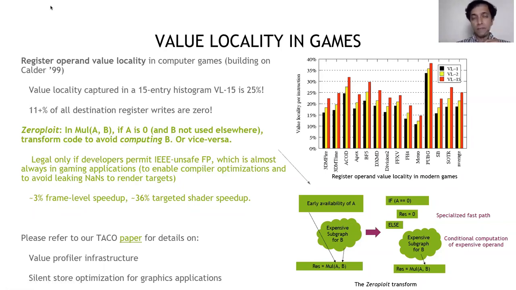Now, folks familiar with floating point rules might object to this optimization, right? Because zero times NaN or zero times negative or positive infinity is not zero according to IEEE floating point rules. However, game developers do not care. They in fact explicitly grant permission to compilers to perform these specific optimizations for two reasons. One is to squeeze out as much performance as possible for their games. And two is they do not want NaNs, however rare they may be, to leak into the final render target. So for these reasons, game developers permit these IEEE unsafe optimizations, and we take full advantage of it for Zeroploit. This transform gives us about a 3% frame level speedup, and at the individual shader level, this amounts to 36%.